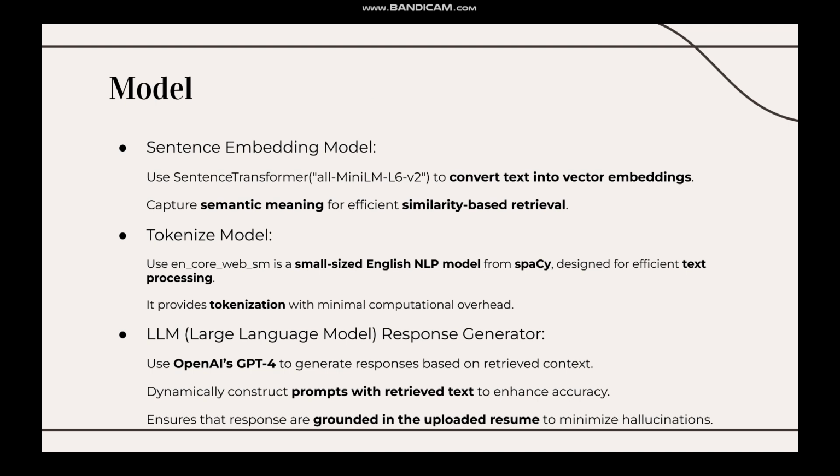And for the tokenizer model, we use en_core_web_sm. It is a small-sized English NLP model from spaCy. It is designed for efficient text preprocessing. It provides tokenization with minimal computational overhead.